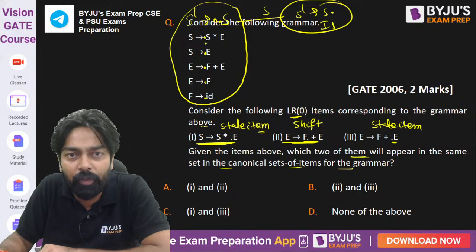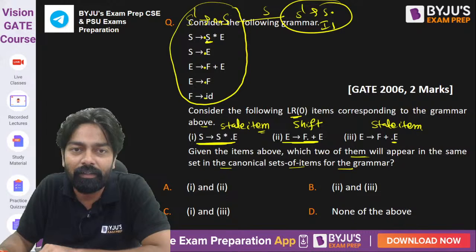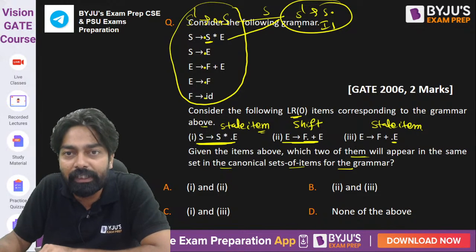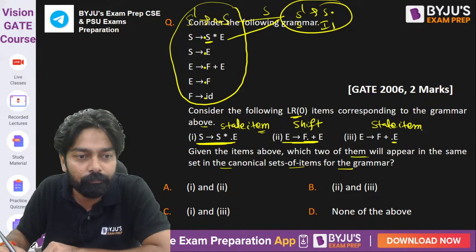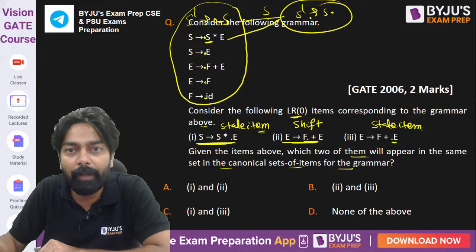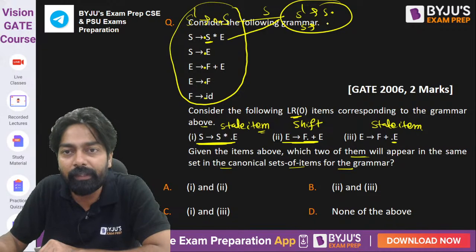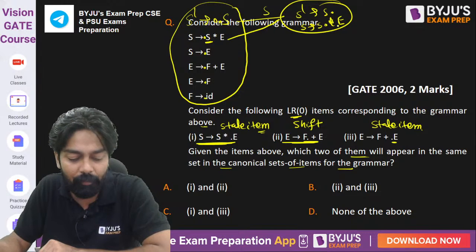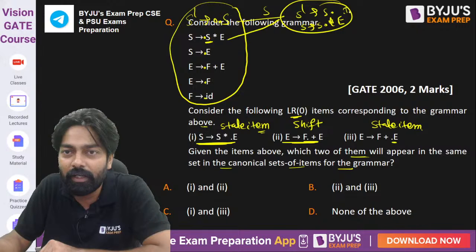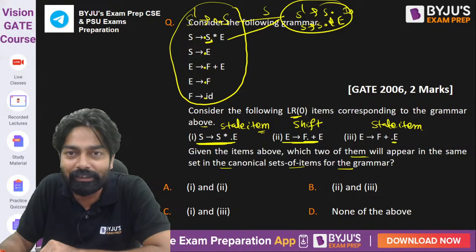What about this one? What is the input here? Input is S here, and here also the input is S. So it will go to the same state because you are making the DFA. So here I am writing S goes to S dot star E. See, the dot will be shifted. It will go to the same state. Why? Because in the DFA, from I0, if you get S, you will go to the same state only.